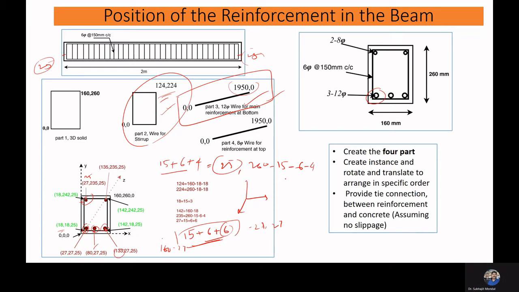Minus 4. And 6 stirrup, 4 is half of the diameter of the top reinforcement. Okay. Will be your 235. So it should be 25, not 27. It should be 25.